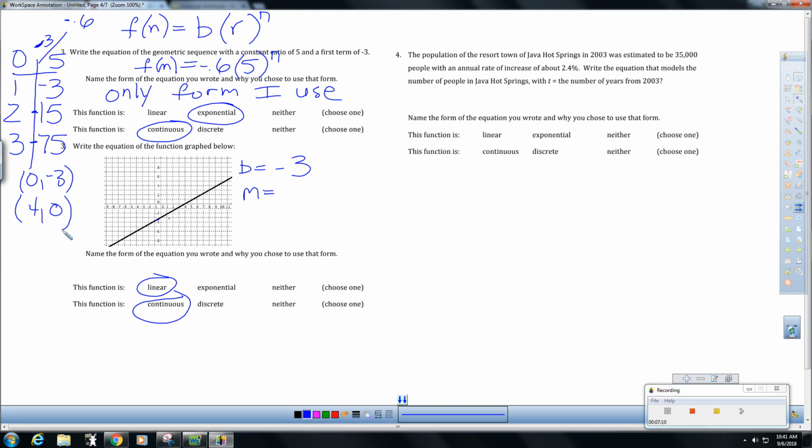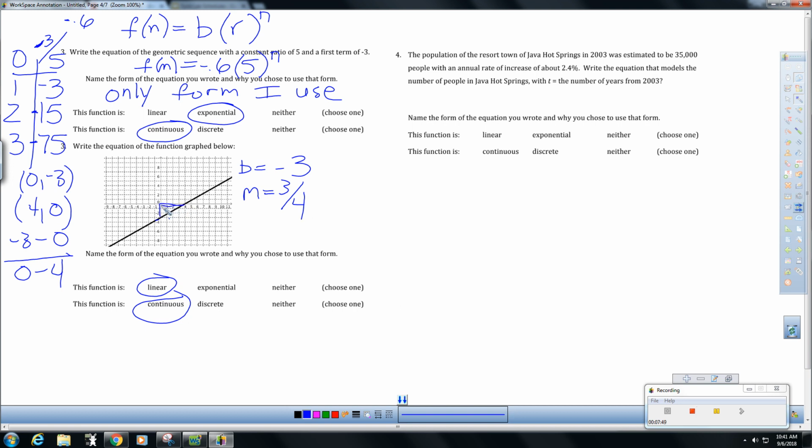Okay. Is this slope positive or negative? So it's change in y over change in x. So it's negative 3 minus 0 over 0 minus 4. That's negative 3 over negative 4. So our slope is 3/4. You could have also just done that by counting on your graph. Rise over run. Up 3 over 4.